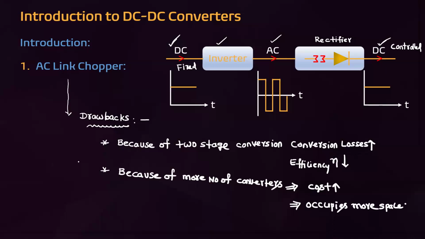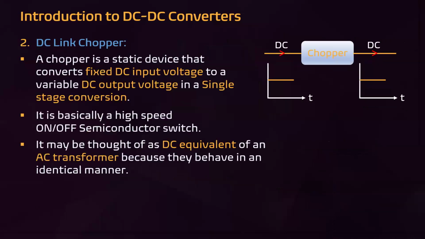Then to overcome these drawbacks, you have to make fixed DC to variable DC in single stage conversion. Only in one conversion, we have to get fixed DC to variable DC. That's why DC choppers were developed. These are called DC link choppers. Generally, chopper means DC chopper only. If it is given as AC link chopper, then only you take the AC link chopper. Otherwise, chopper is a DC chopper only.